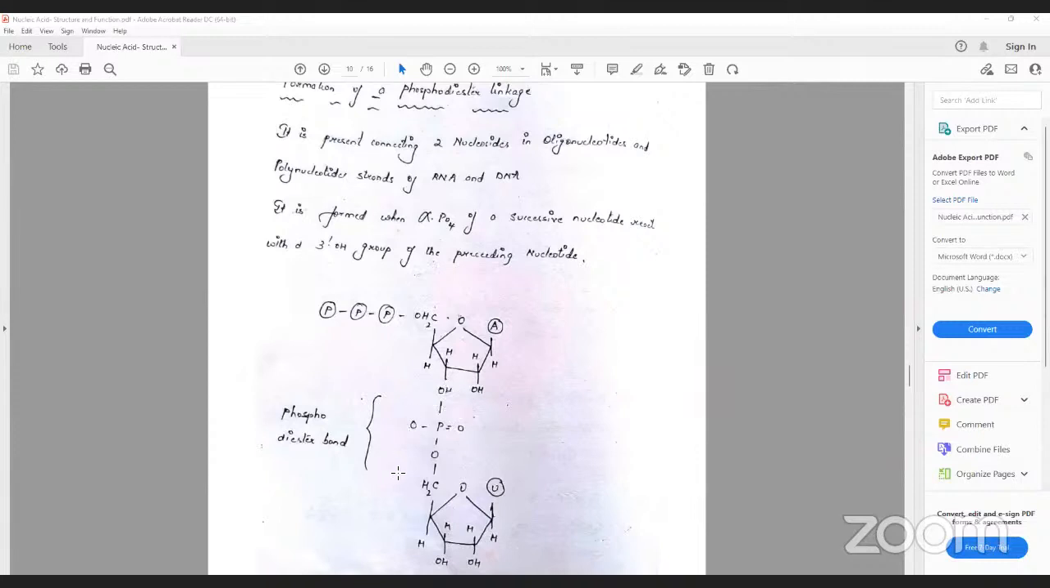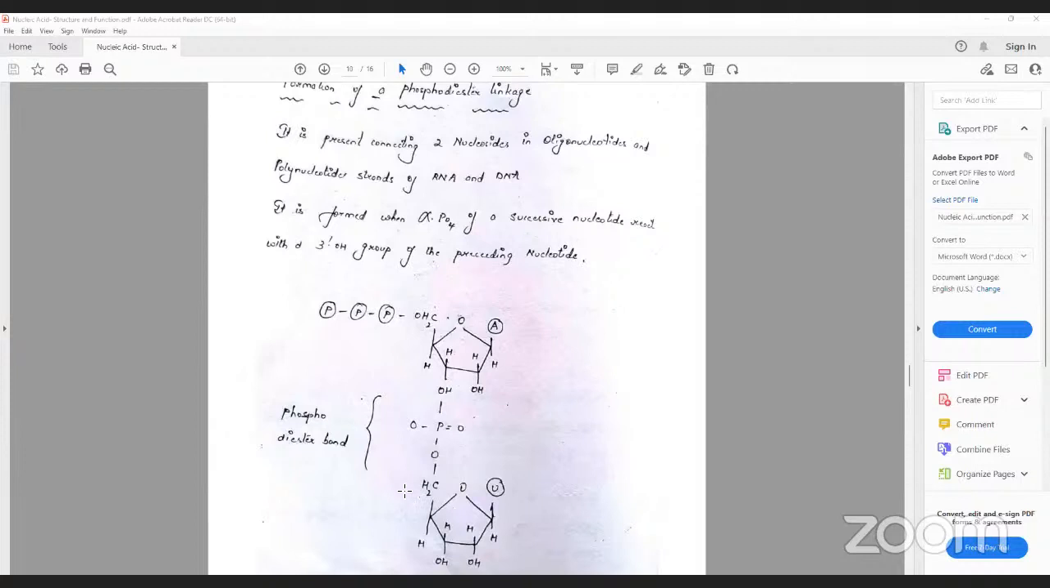This is the phosphodiester bond. When you link the sugar unit and the phosphate, the bond between the oxygen of the sugar and the phosphate is single, that is the phosphoester bond. Okay, you know what esters are, right? They are formed when acid and alcohol come together.